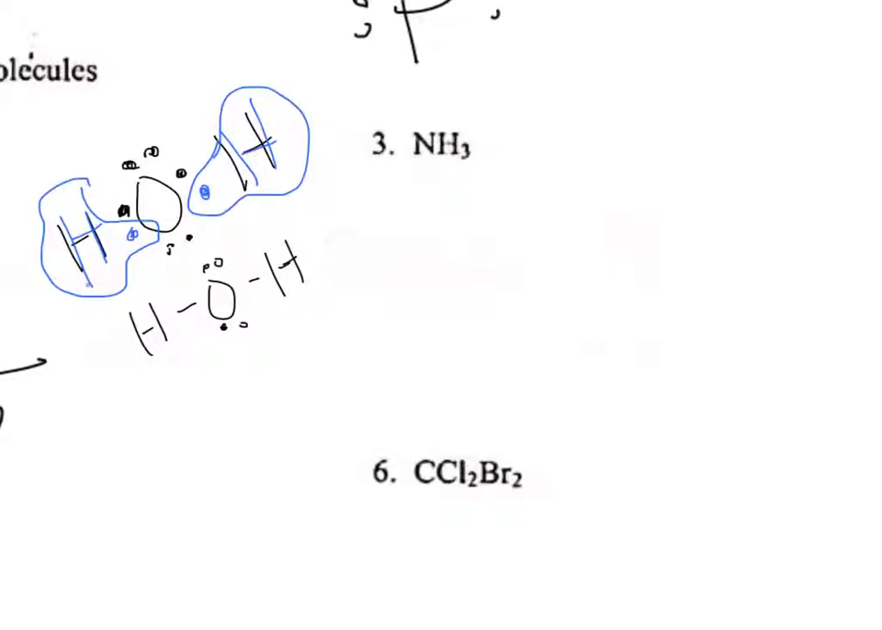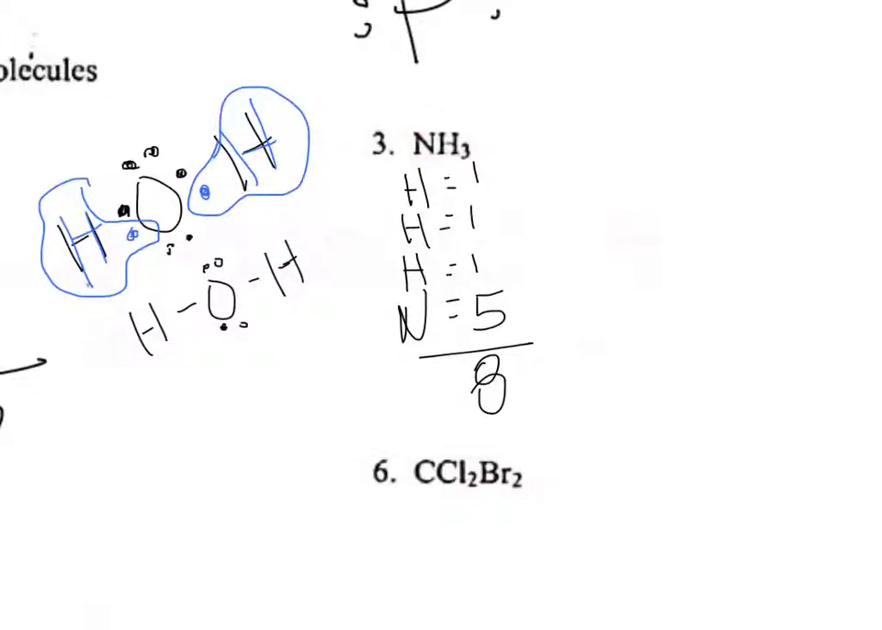NH3 or ammonia, hydrogen, hydrogen, hydrogen, and nitrogen. We're going to add them up. 1, 1, 1. Nitrogen is 5, giving us a total of 8. I'm assuming that nitrogen is in the middle.